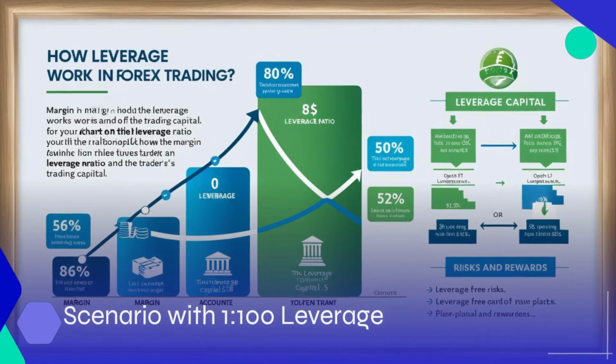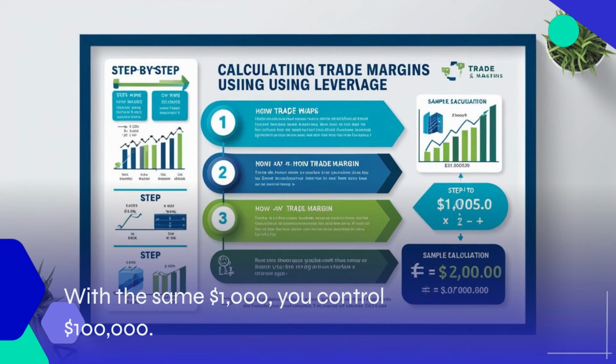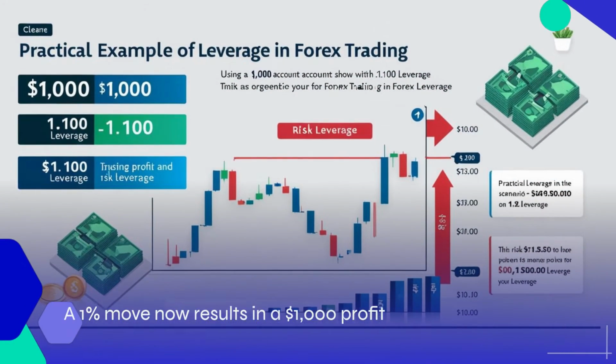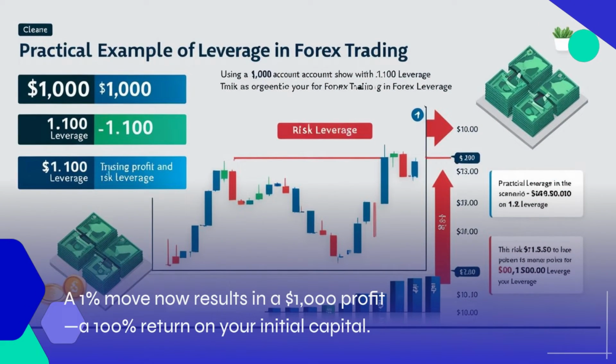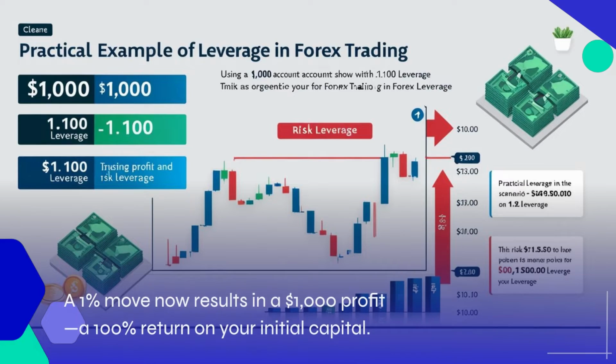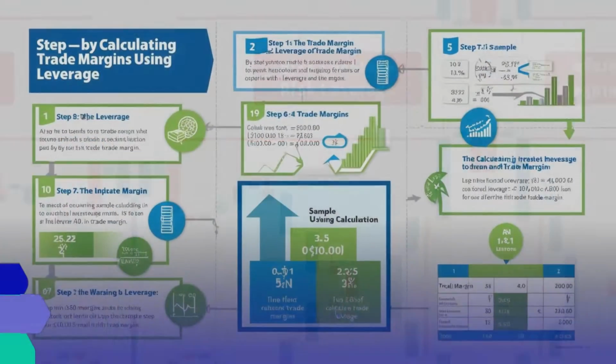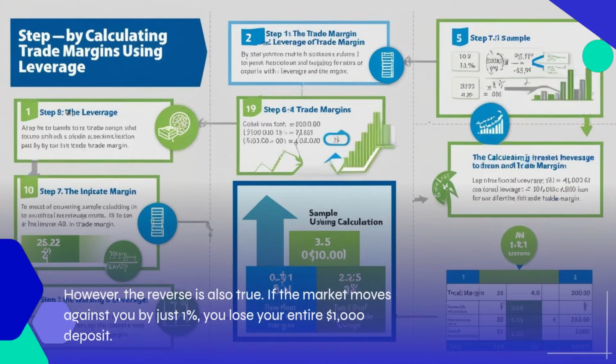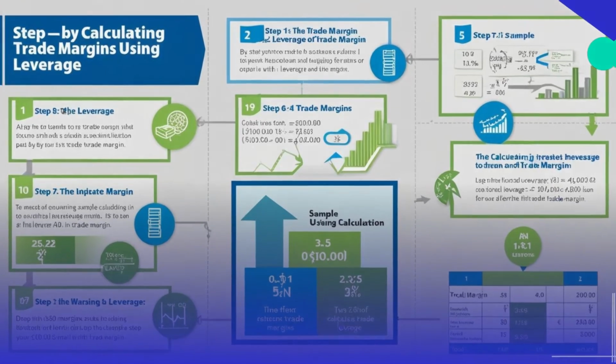Scenario with 1 to 100 leverage. With the same $1,000, you control $100,000. A 1% move now results in a $1,000 profit, a 100% return on your initial capital. However, the reverse is also true. If the market moves against you by just 1%, you lose your entire $1,000 deposit.